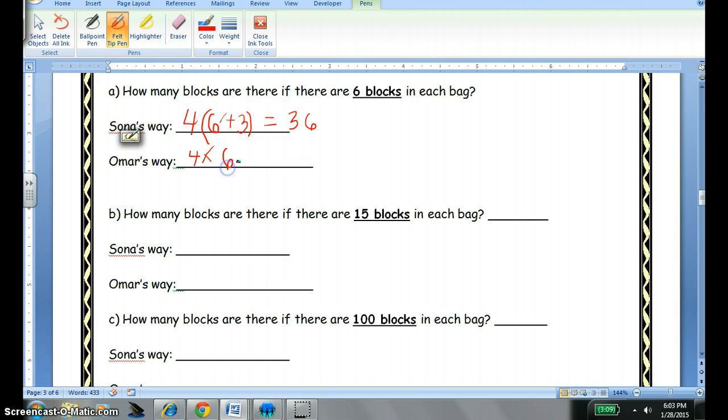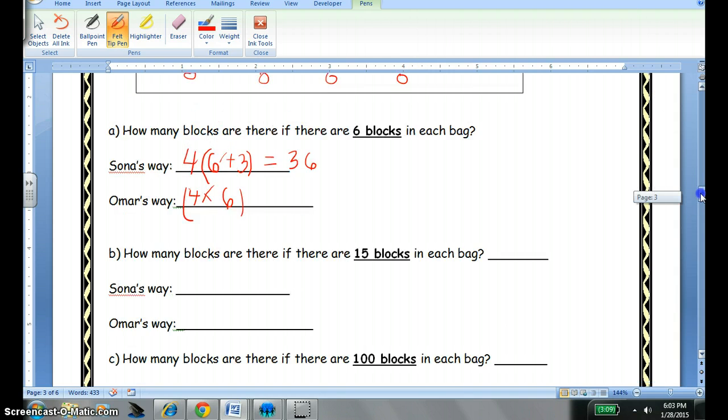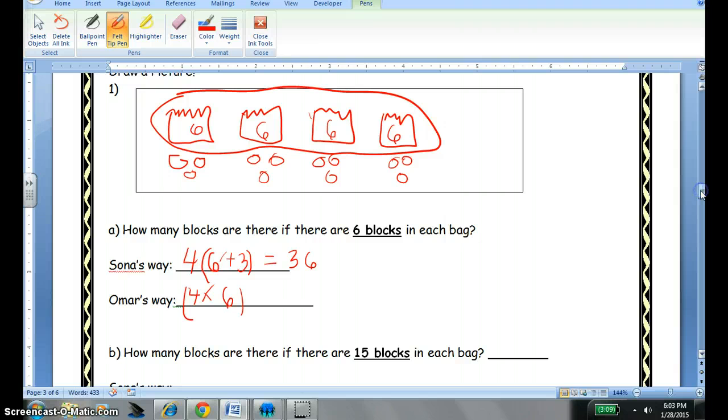So 4 times 6. I'll put parentheses there, but you don't really have to. Let's go back up so you can see the picture. There it is. So 4 plus 6. Then he's going to count the blocks.